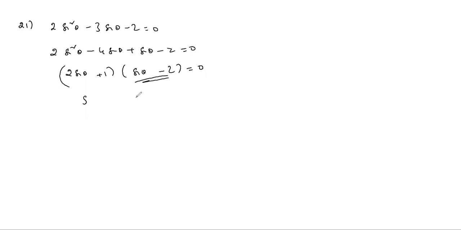Sin theta equals minus 1 by 2. Minus 1 by 2 means minus pi by 6. General solution: n pi plus minus 1 whole power n into minus pi by 6. The options involve 5 pi by 6 and 7 pi by 6, so it is not an option. So we have to write one more value.